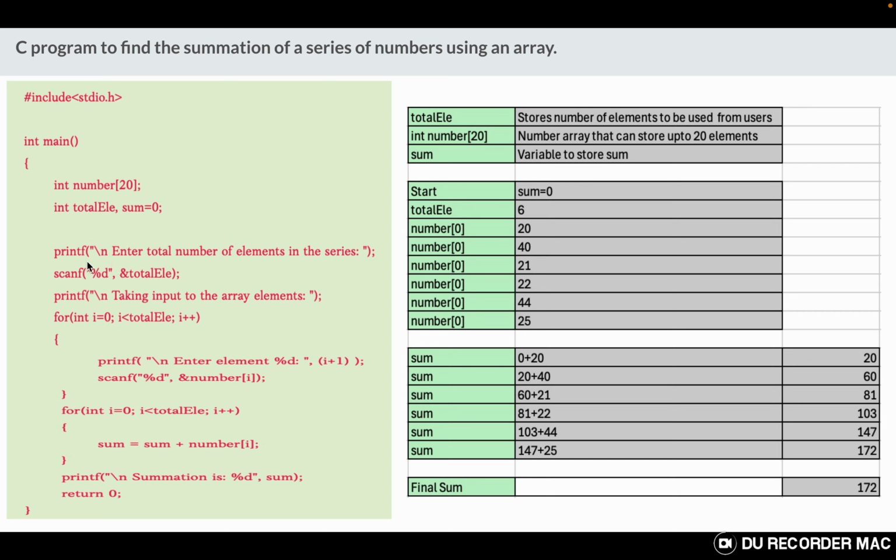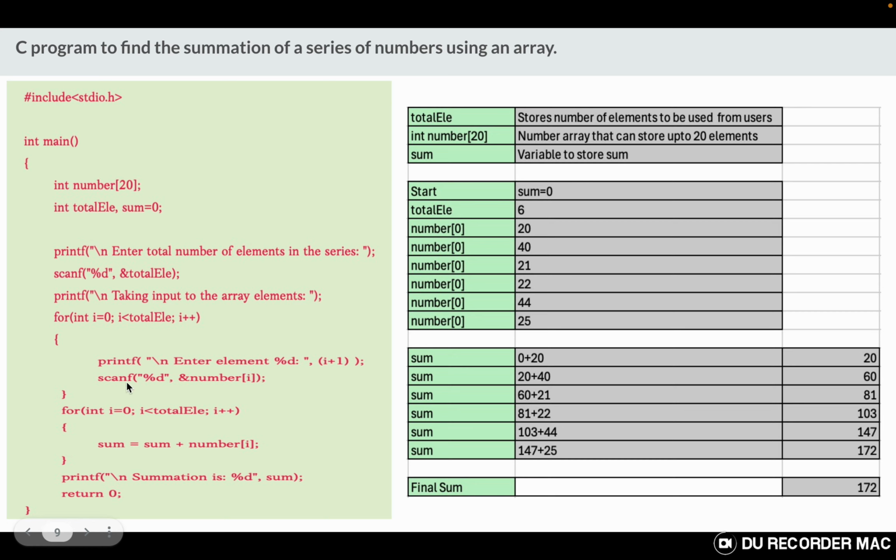After that there is a print statement asking the user how many elements they want to enter, and for those elements, what is the sum. So initially we have asked the user to enter the number of elements. For example, the user has entered 6. Now we will allow the user to enter 6 numbers. We have stored this in total element, say 6, and now we take the inputs for the array elements.